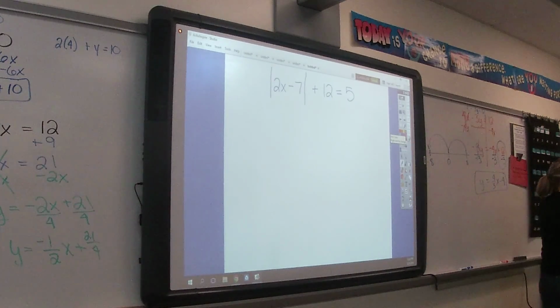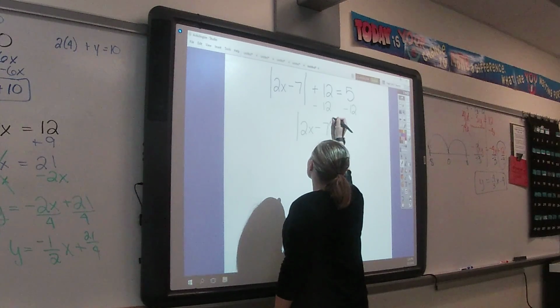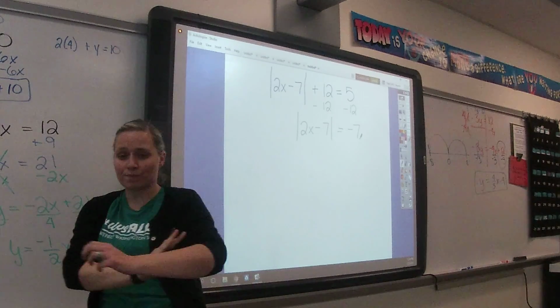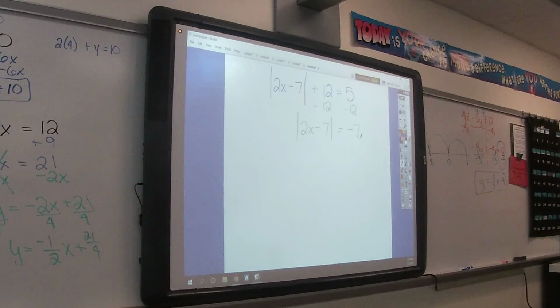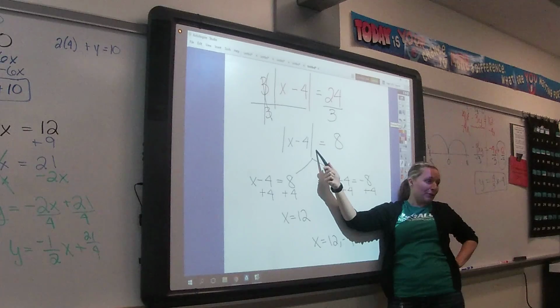Absolute value of 2x minus 7 plus 12 equals 5. What do we think we want to do first here? Do we agree with subtracting 12? Right, I would agree. So we subtract the 12. What do we want to do next? What has been our next step? It's a negative. How do we get rid of the absolute value?